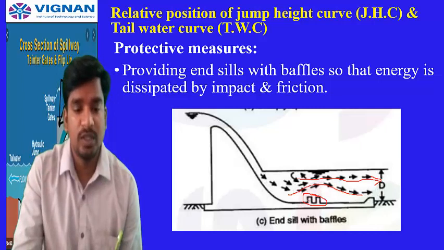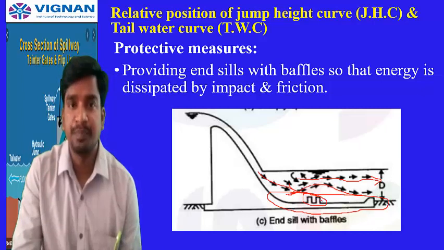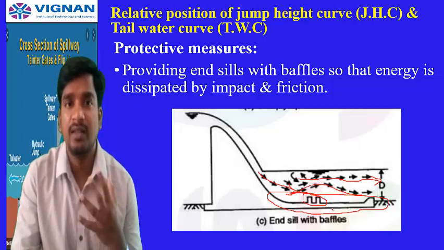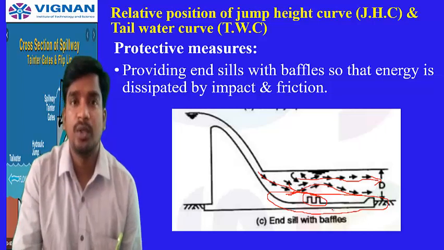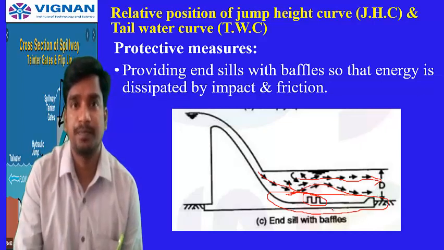Means, what is the stilling basin portion? This is the stilling basin portion because it carries the high velocity. Due to the frictional forces, the downstream portion may get damaged. So by means of these three ways, the energy is dissipated and the downstream protection will be possible. Okay, so this is the case when the jump height curve is lower than the tailwater curve.